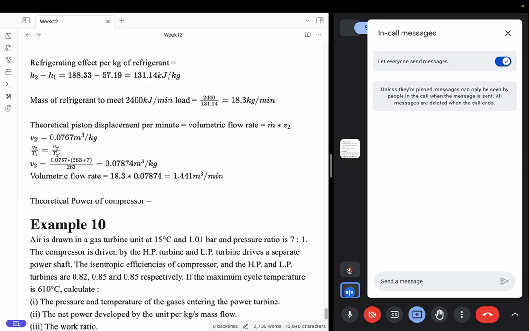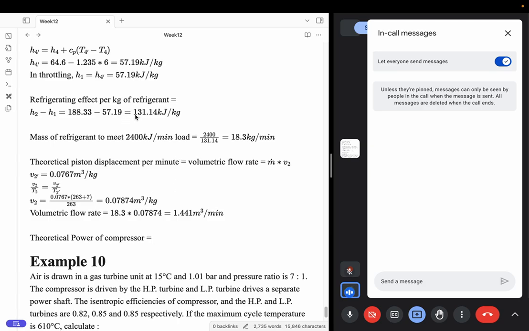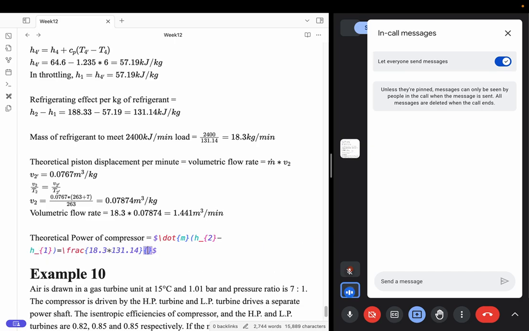It's again simple. We have already calculated the mass flow rate, and we know H2 minus H1. So all we have to do is multiply that. So m dot times H2 minus H1. So m dot is 18.3 times H2 minus H1 is 121.14. So that will give me, okay, let's convert it into kilowatt. So I'm dividing with 60. That is around 6.7 kilowatt.